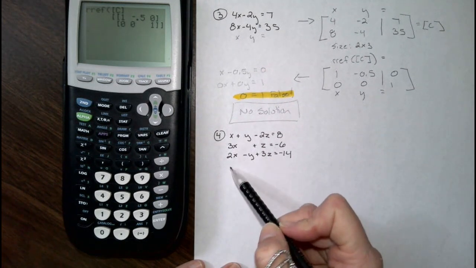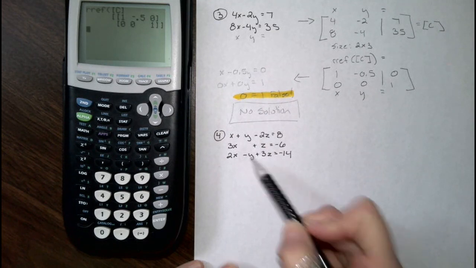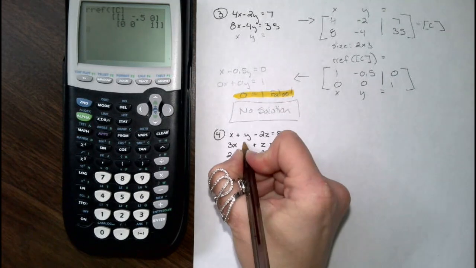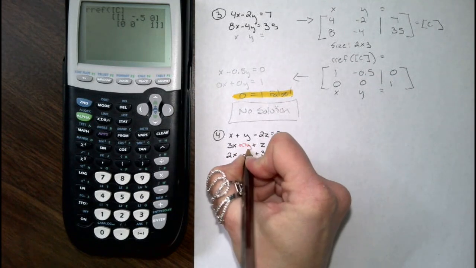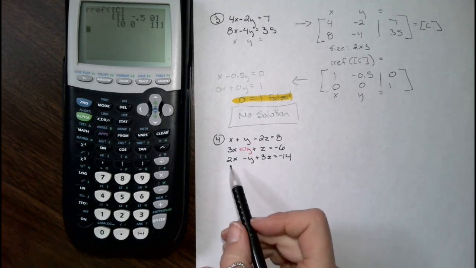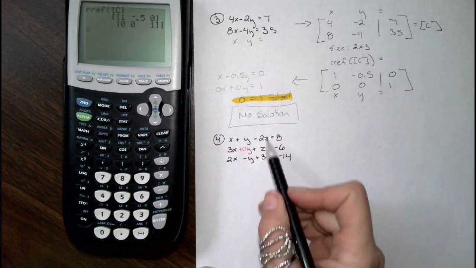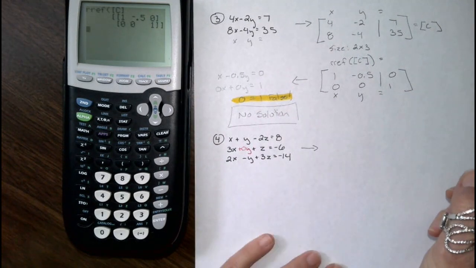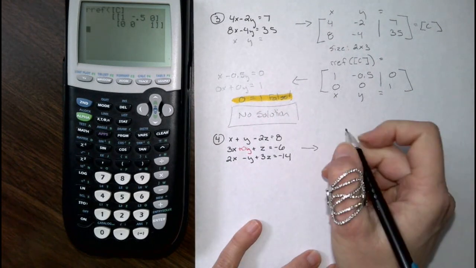Things are already lined up. My x's, oh, I don't have a y in there. Notice I will want to put in there a 0y. And then, of course, I have my z equal to negative 6. Okay, so I've got my x's, my y's, my z's, my equal sign. Everything's lined up, ready to go. Let's go ahead and write out these matrices.